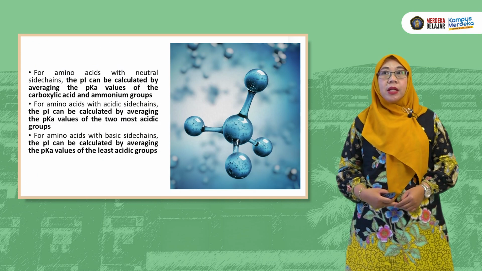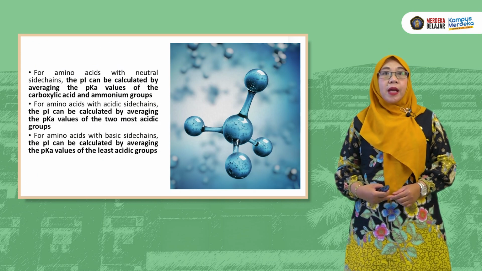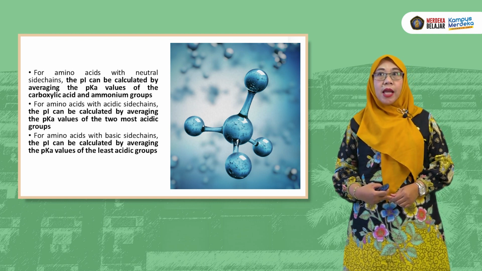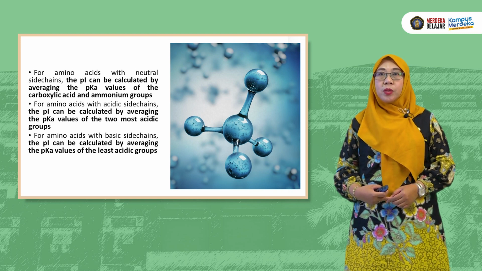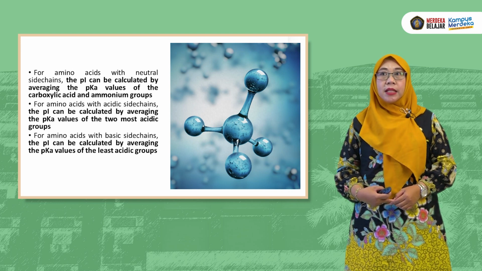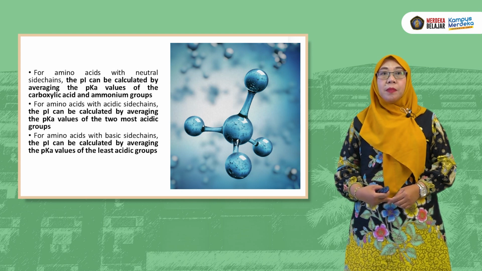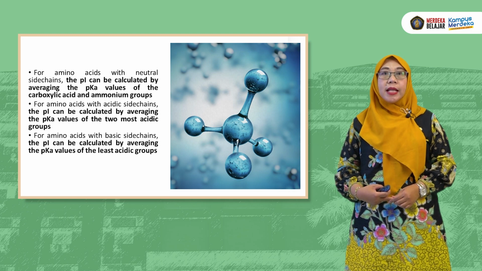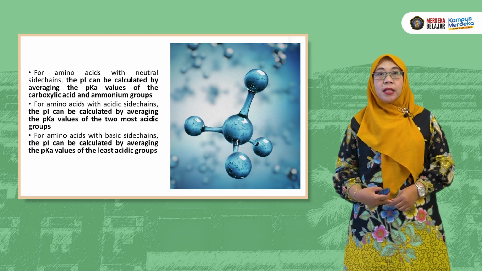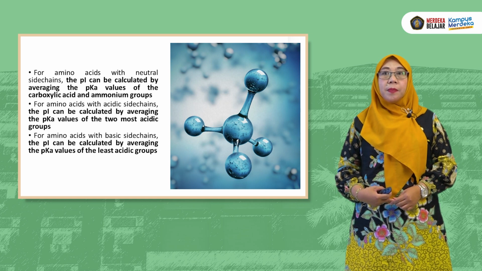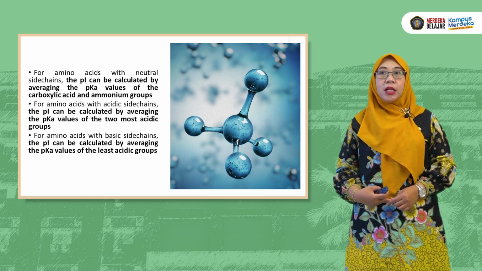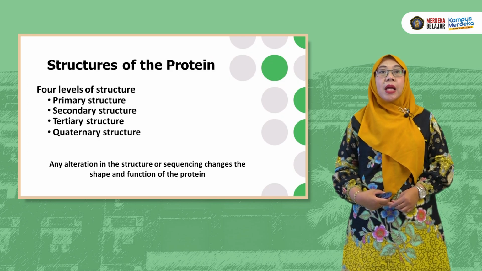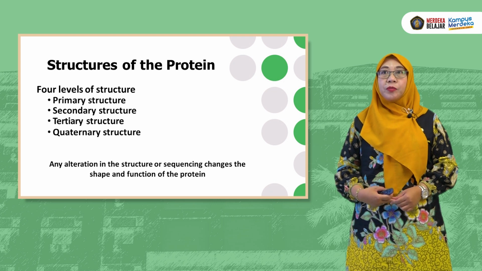For amino acids with neutral side chains, the pI can be calculated by averaging the pK values of the carboxylic acid and ammonium groups. For amino acids with acidic side chains, the pI can be calculated by averaging the pK values of the two most acidic groups. For amino acids with basic side chains, the pI can be calculated by averaging the pK values of the least acidic groups. Now we move on to the structures of proteins.